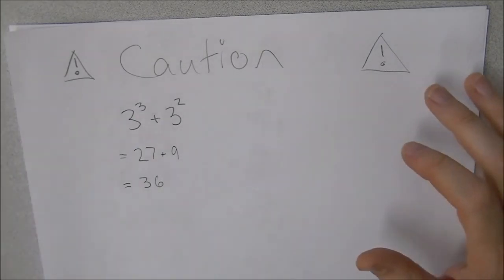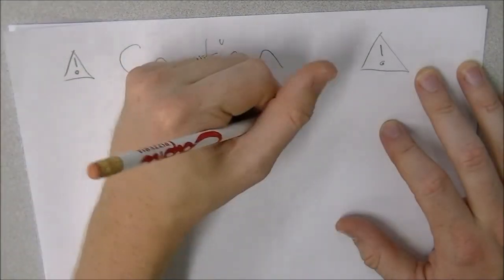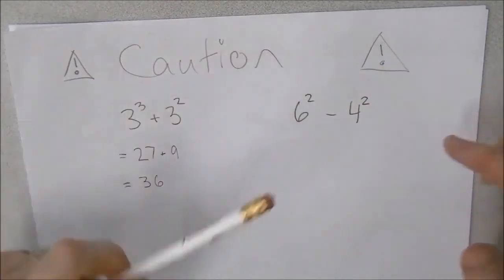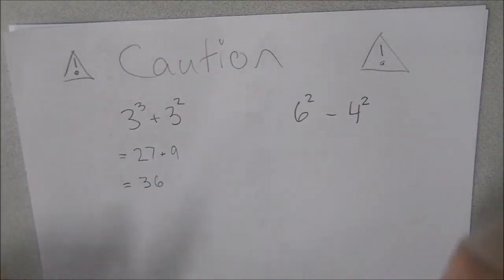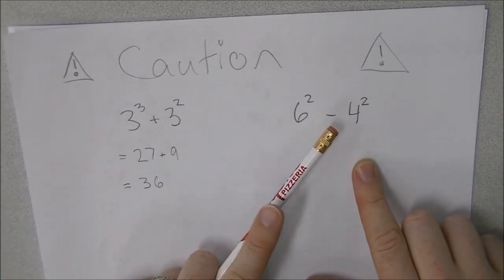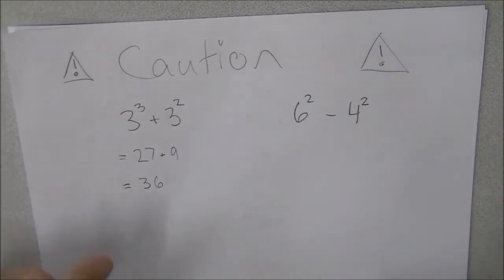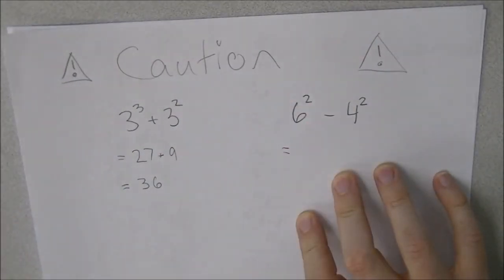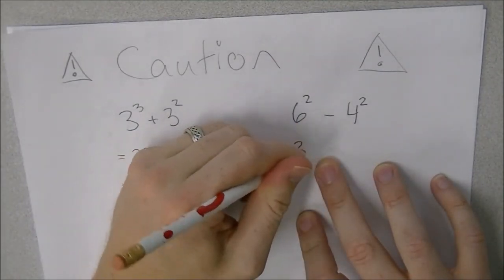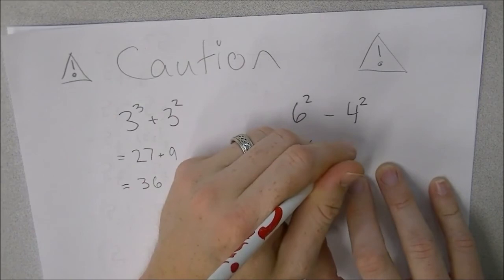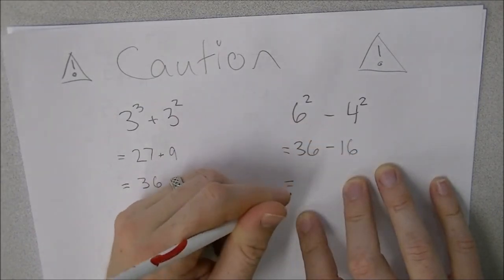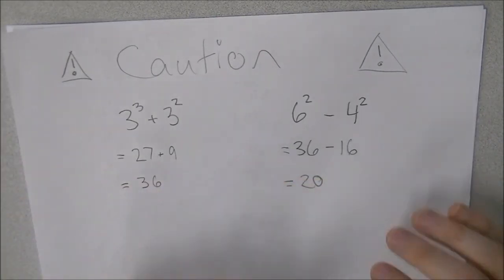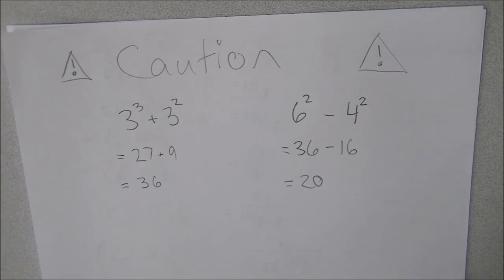Okay, another example is 6 to the power of 2 minus 4 to the power of 2. Now the exponents are the same, but we're not able to do anything because we've got subtraction here, and exponents and subtraction don't mix. The only thing that we're able to do is expand this into actual numbers. 6 squared is 36. And then 4 squared is 16. 36 minus 16 is 20. Okay, and that's what we do.